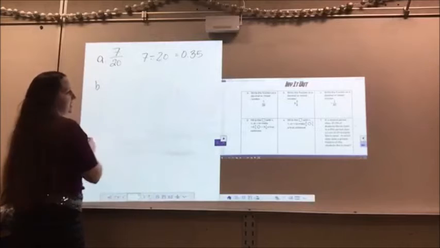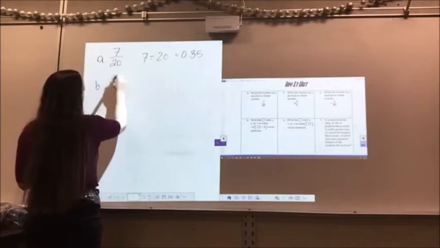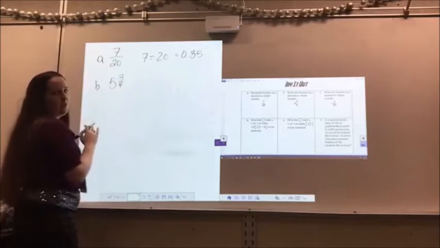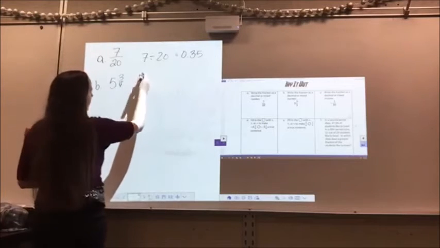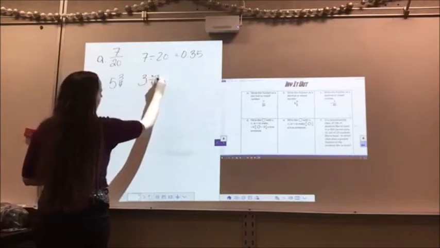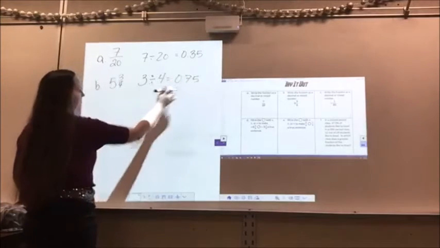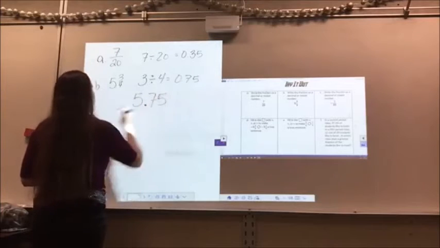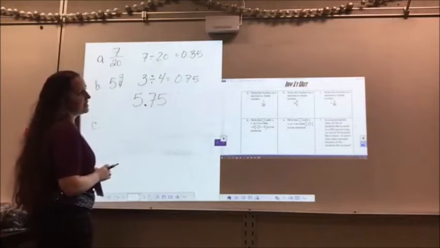For letter B, it says write the fraction as a decimal or mixed number. I have 5 3/4. Okay? 5 I'm going to ignore for right now. I'm going to go ahead and solve the fraction, which is 3/4. So that's 3 divided by 4, which is 0.75. And I just add this 5 out front. So I get 5.75.